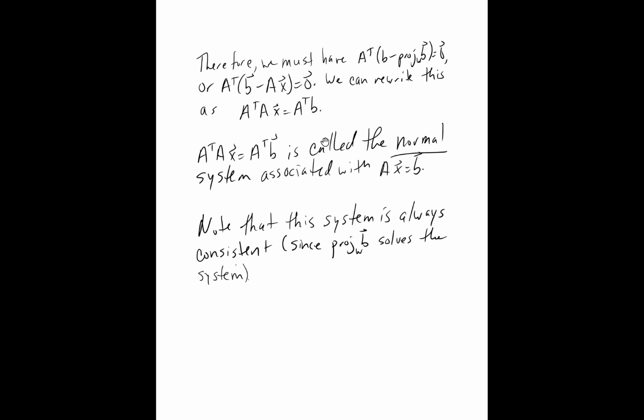It's always consistent, no matter what. It always has at least one solution because we know that the projection of B onto W, which we can always do, solves this system. No matter what. That was the work we just did. It's also always a square system because when I take A transpose times A, I get a square matrix. If A is M by N, A transpose is N by M, so I get N equations and N unknowns in the system. So I have a square system, and we know some things about square systems, which we're going to use here in a minute.